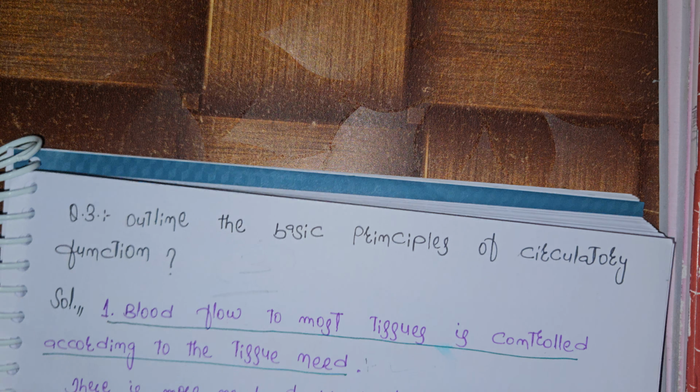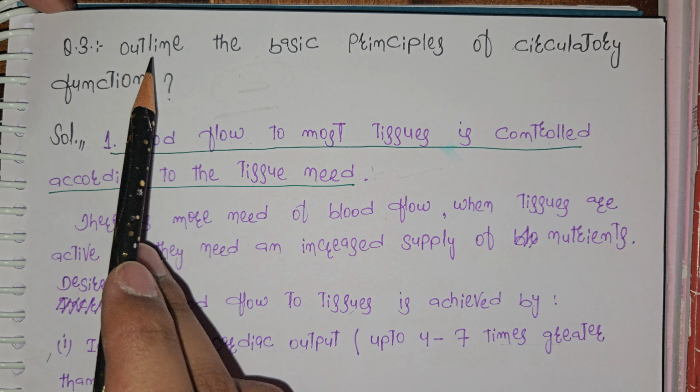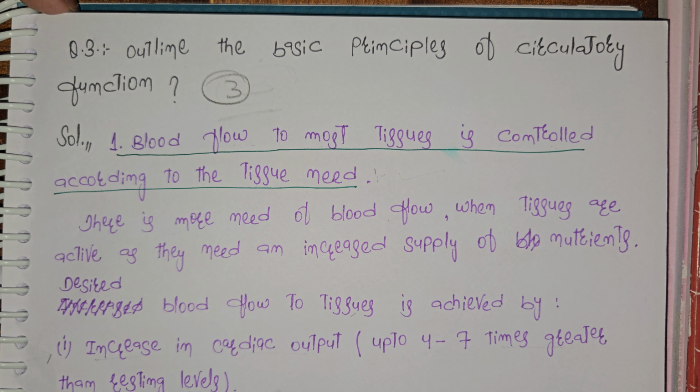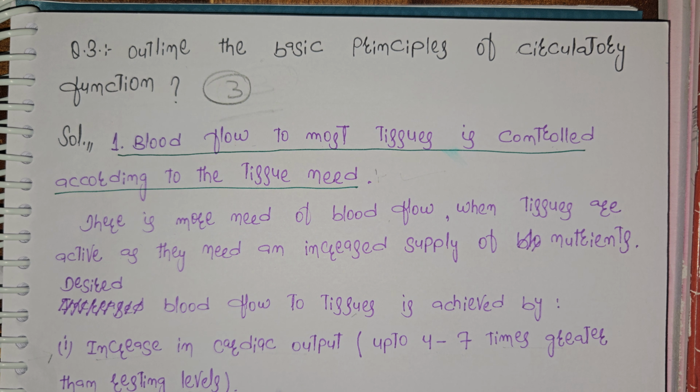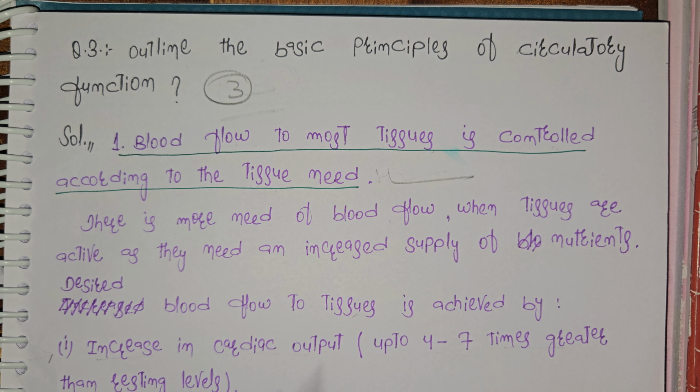So let's begin. Our question of interest, the last learning objective, is to outline the basic principles of circulatory function. We have three basic principles that we will study today. The first principle is that blood flow to most tissues is controlled according to the tissue needs. Now we will explain this basic principle.